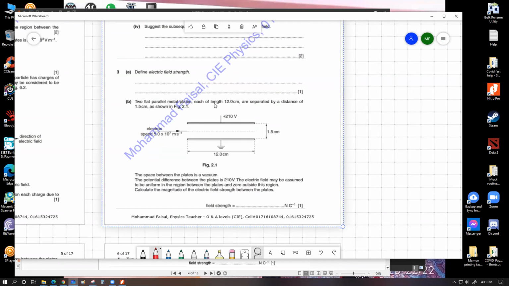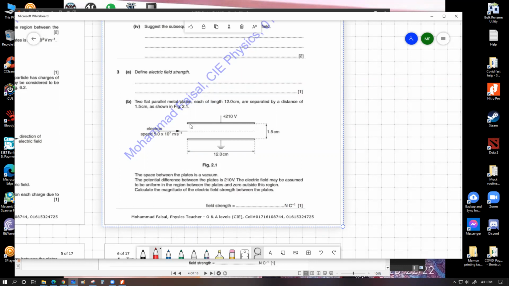Then comes this one. Two parallel metal plates, each of length 12 cm, are separated by a distance of 1.5 cm as shown in figure 2.1. The space between the plates is a vacuum. The potential difference between the plates is 210 volts. The electric field may be assumed to be uniform in the region between the plates and zero outside this region. So you have to assume a rectangular space within these two plates, actually a cuboid space because it's three-dimensional.